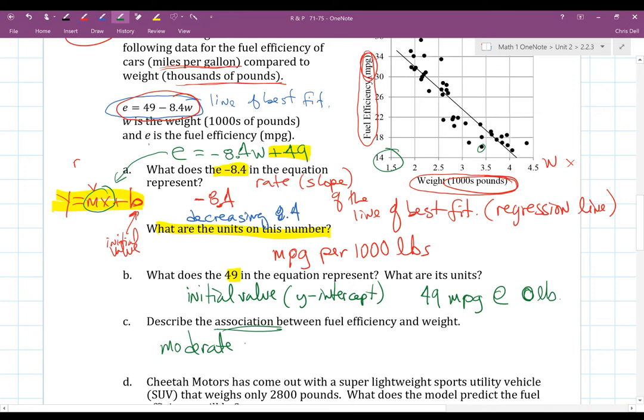Last question. Cheetah Motors has come out with a super lightweight sports utility vehicle, an SUV, that weighs 2,800 pounds. What does the model predict the fuel efficiency to be? Where on my linear regression would I find 2,800 pounds? The pounds are the x-axis here. 2,800 would be somewhere right in here, because that's 2,500, that's 3,000, remember, because it's in thousands. If I go up to my line, somewhere right there, and that fuel efficiency would be approximately 25 miles per gallon. All right, there we have it.